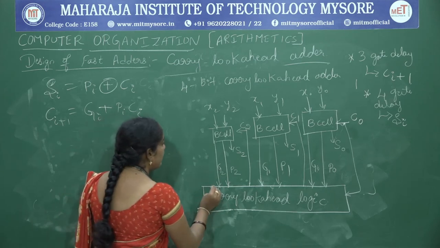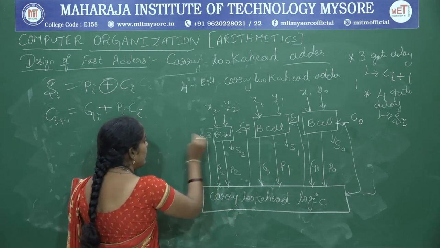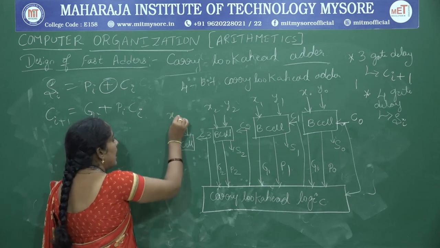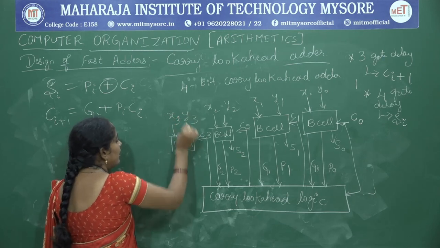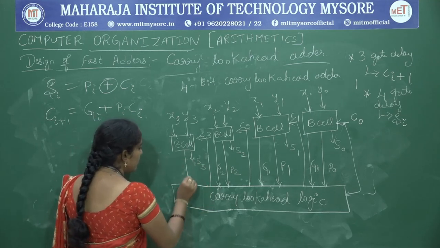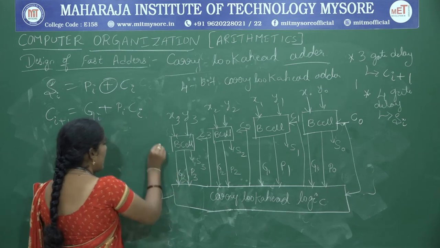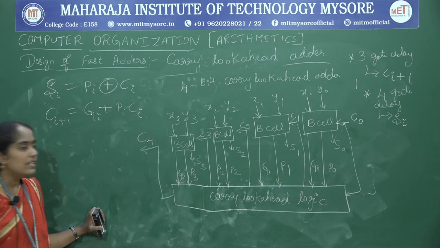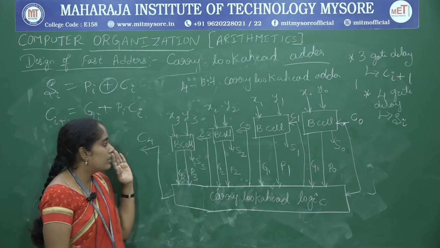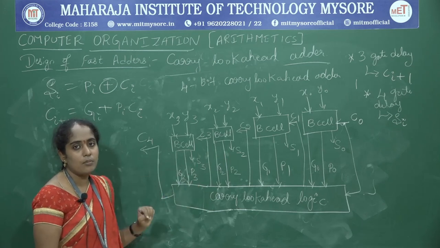Next, by using this carry look ahead logic, we will get C3, and this is your fourth bit cell, with X3 and Y3, and this is S3, with P3 and G3. Finally you will get C4. This is the diagram for the 4 bit carry look ahead adder. Here we are adding 4 numbers or 4 bits.